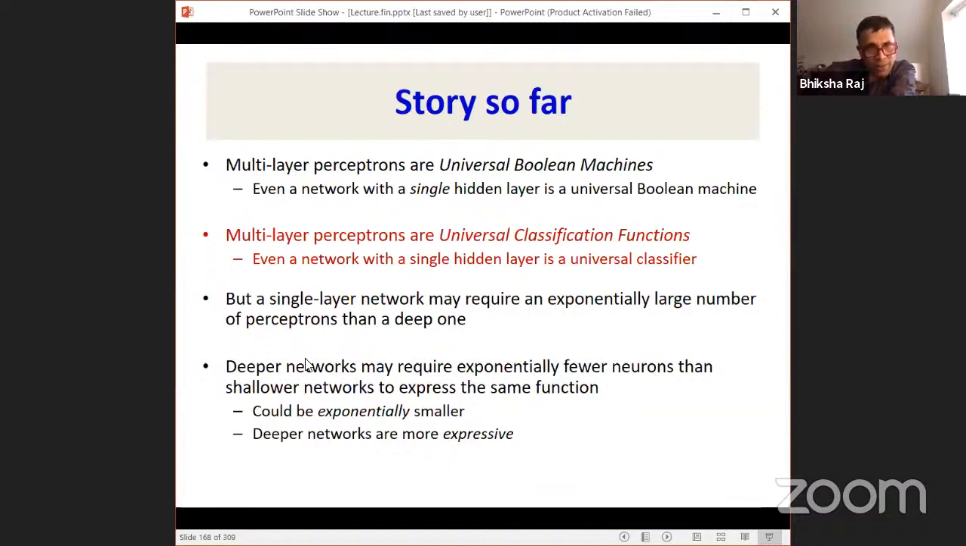you will find that while multi-layer perceptrons are universal classification functions, and even a network with a single hidden layer is a universal classifier, a single layer network may require an exponentially large number of perceptrons more than a deep one. And conversely, deeper networks may require exponentially fewer neurons than shallower networks to express the same function. So deeper networks are just more expressive.